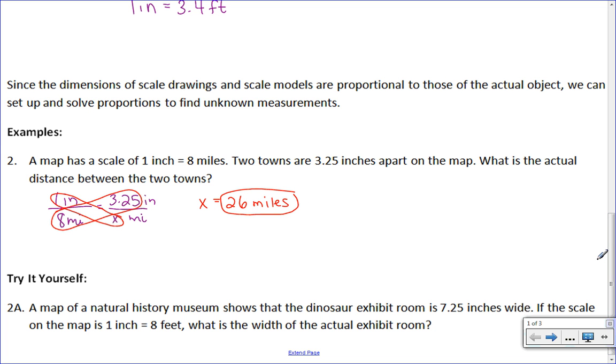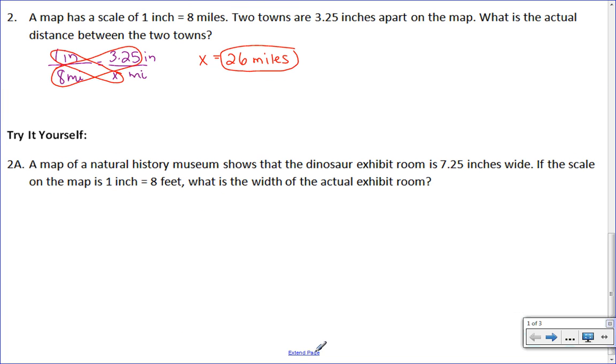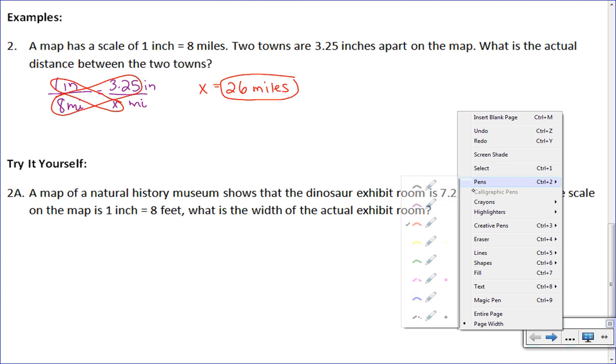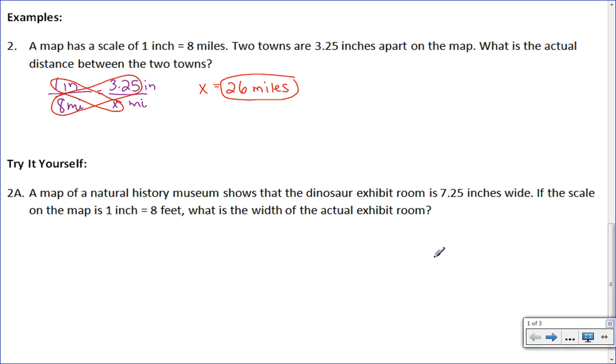Okay. So go ahead and do the next try it yourself problem. Pause the video, and when you're done working that problem, press play to check your answer. Okay, and for this one, the width of the actual exhibit room, you should have gotten 58 feet.